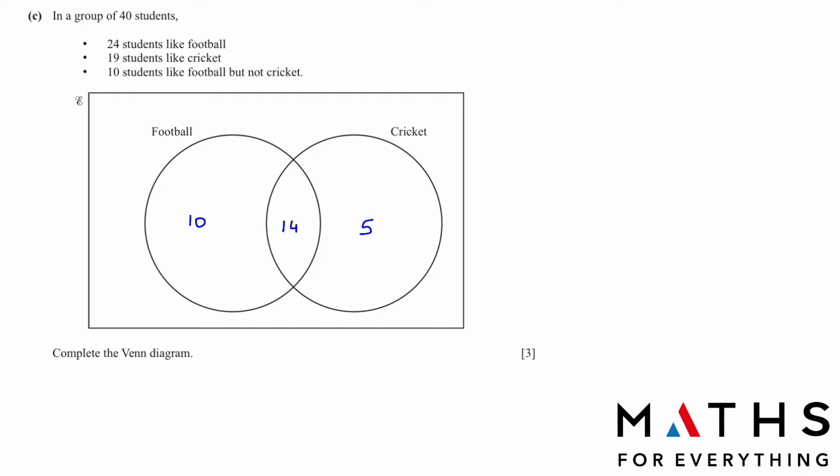You don't have to stop here. The total should equal 40. This will give us 29. So there are some students who don't like football or cricket. That will be 40 minus 29, which is 11. That 11 you write outside the circle.